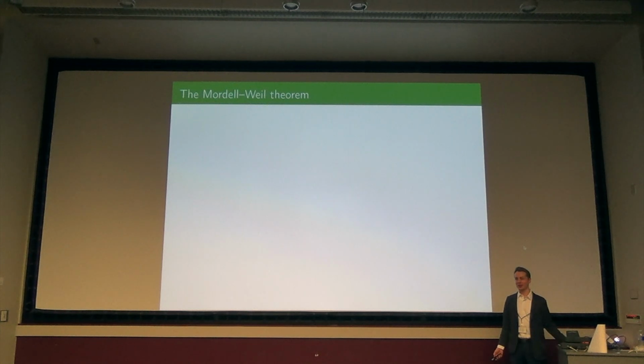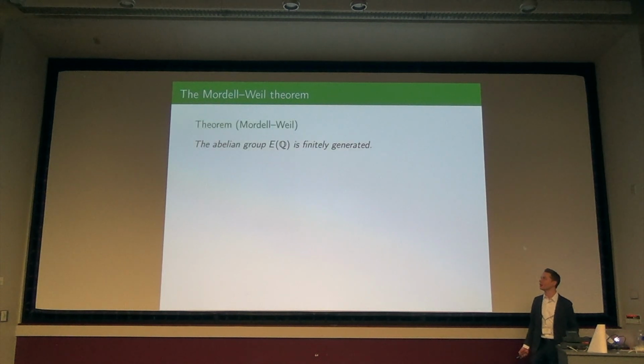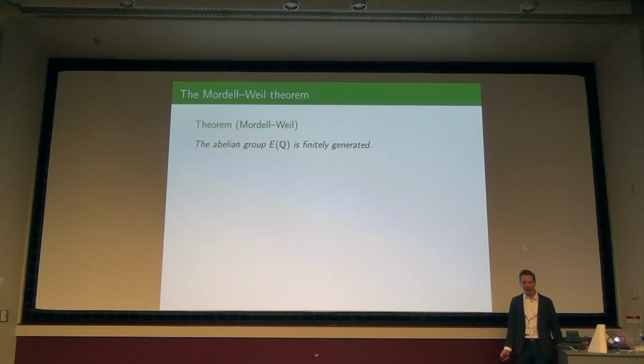You learned this in your algebra class, I'm sure, right? There's a fundamental theorem of finitely generated abelian groups. There are abelian groups that are infinitely generated and kind of scary. The complex numbers is an abelian group, not finitely generated. Is the set of points on an elliptic curve over Q isomorphic as an abelian group to some uncountable group? No. Okay, so the theorem of Mordell is that the abelian group E of Q is finitely generated.